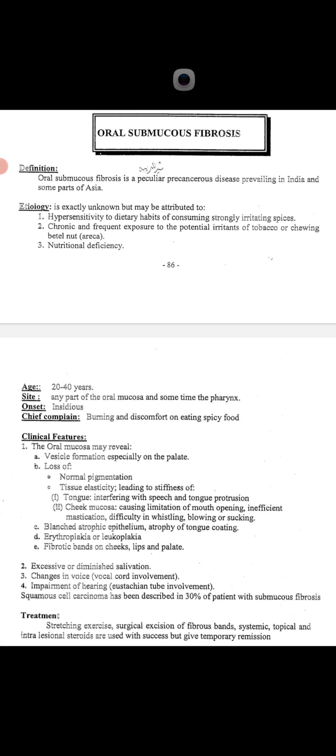This is all about oral submucous fibrosis. Now today our topic is complete. We will discuss the next topic in the next video.